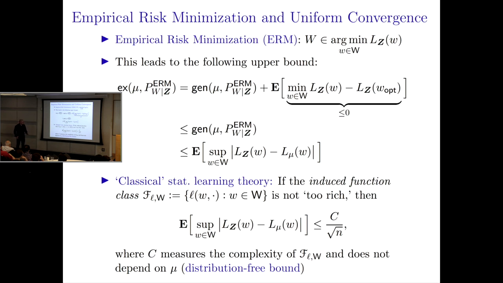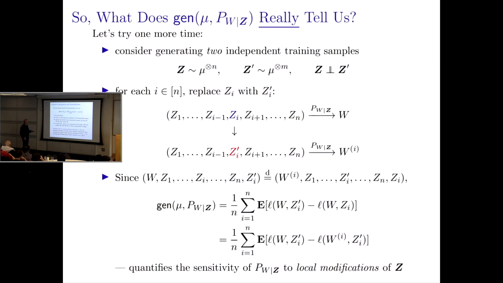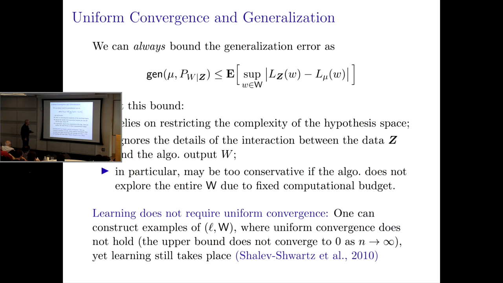But you see, the problem is that the bound is too loose in general, right? Because empirical risk minimization assumes that you're going to look through all the possible hypotheses and pick the one that gives you the smallest risk. And in order to guarantee that that is going to work, you need to restrict the complexity of your hypothesis class.